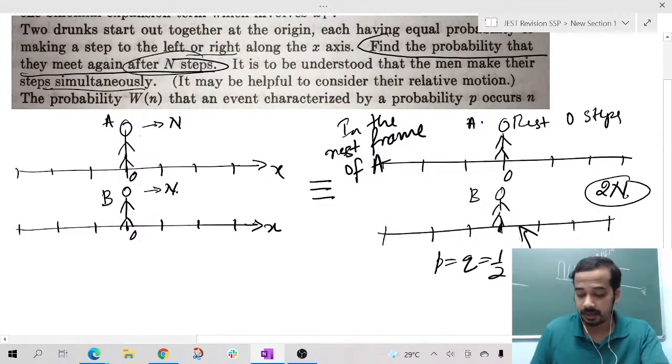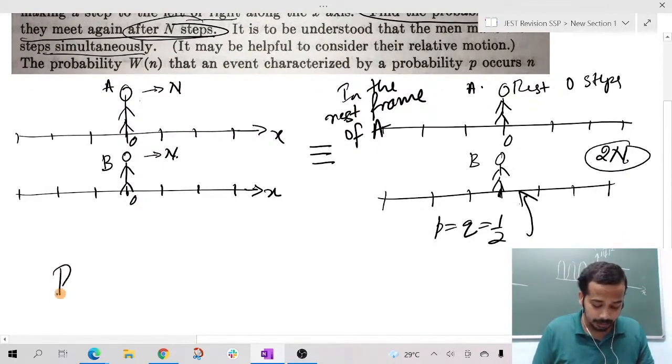There is a probability that he will come back to the origin. Are you getting my point? 2n is even, it's not odd, am I right? If it is odd, then he would not have come back to the origin, isn't it? 2n is always even, whatever integer n is, okay? So this automatically happens.